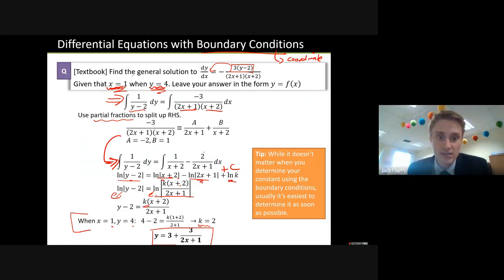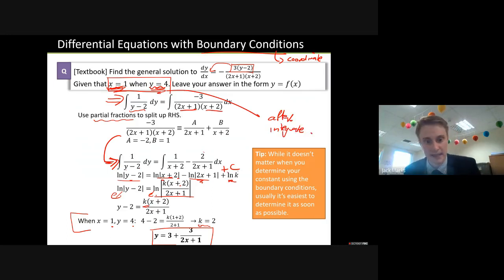You can do this. You can put these numbers in any time after you integrate. And I think you're going to see with some examples a little bit later that often it's good to try and do this sooner rather than later. Yeah, it tends to make things easier when you do it sooner rather than later.